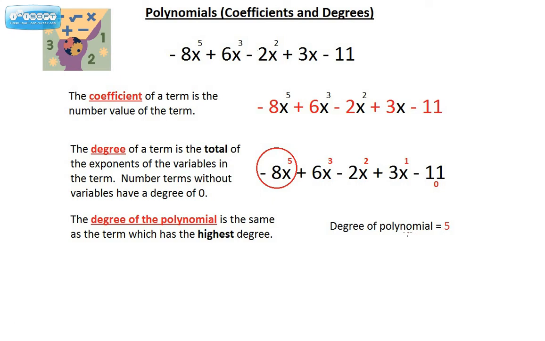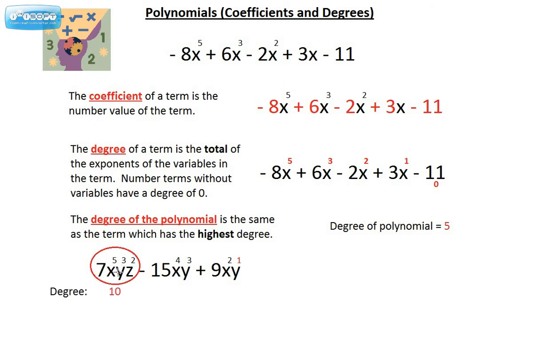Now let's talk about terms which have more than one variable. Here is a polynomial containing 3 terms, and each term has more than one variable. Looking at our first term, we add the exponents of the variables. Remember, degree is the total of the exponents of the variables in the term. So we have a 5 with x, a 3 with y, and a 2 with z. When we add these, we get 10. So the degree of this first term is 10.